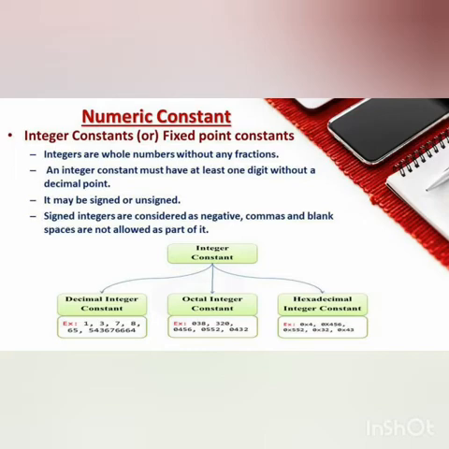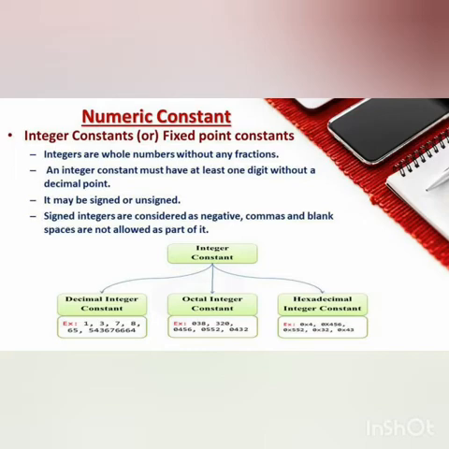Here, the fractional part is nothing but whatever numbers come after the decimal point. An integer constant must have at least one digit without a decimal point. It may be signed or unsigned. Signed integers are considered as negative. Commas and blank spaces are not allowed as part of it.